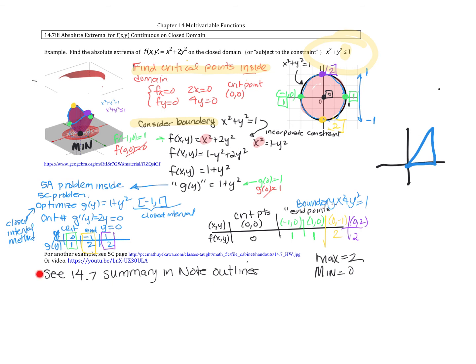Then I would encourage you, in the note outlines, if you printed them or take a look at them, I summarized 14.7 because I've broken it into 3 pieces for us, right? So on one sheet of paper there, I kind of summarized the different kinds of absolute extrema problems: local, absolute, and absolute on a closed domain.